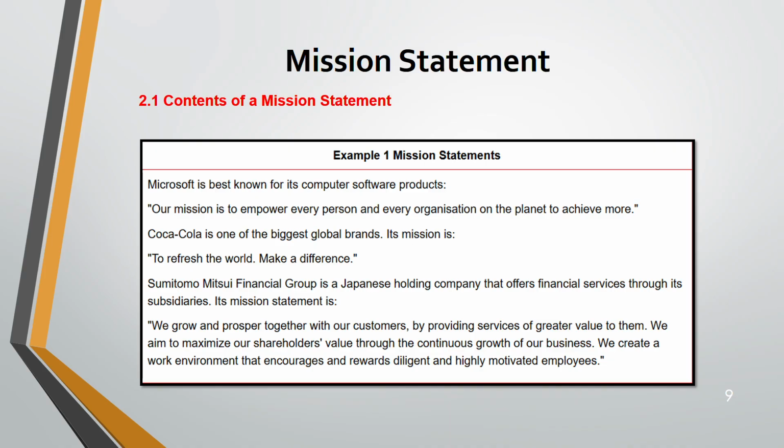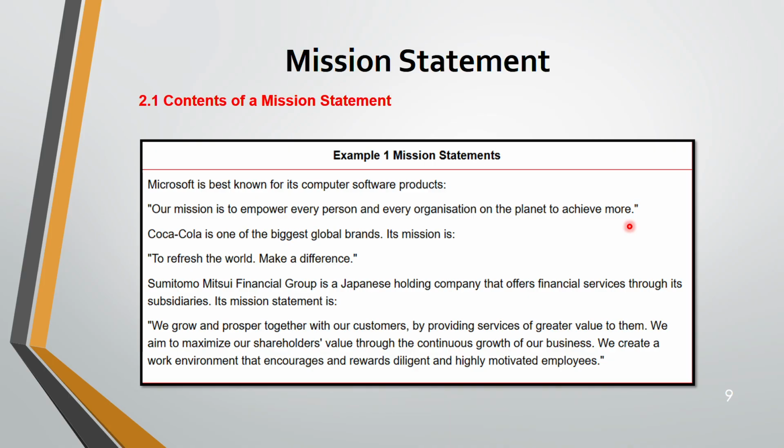So let us go through this example of various companies who have set their mission statement. So first let's start with Microsoft. If you see their mission statement, they are best known for their computer software products. So their mission is, our mission is to empower every person and every organization on the planet to achieve more. See, mission statements are not very long paragraphs. You will see they're very short sentences, very crisp and clear and very concise.